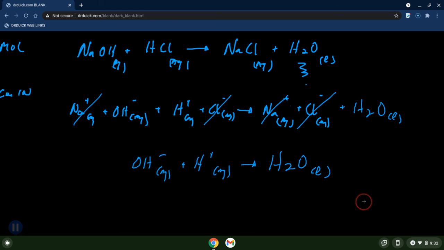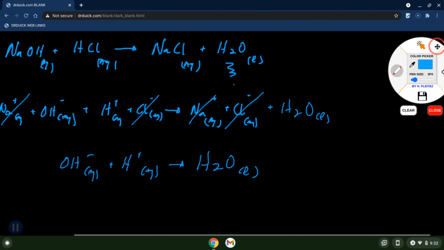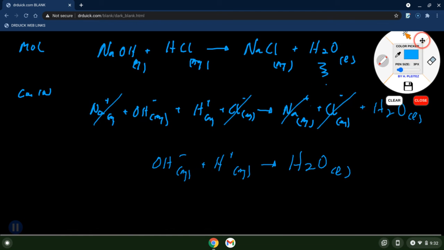Nice. So let's go back over here. I don't want that so far away. I'm going to clear this, and I like it when it's a little bigger, so we'll make it 4. So we're going to do the last one. Once more, we're going to make our molecular, complete ionic, and net reaction. For this one, I'm going to make a gas.